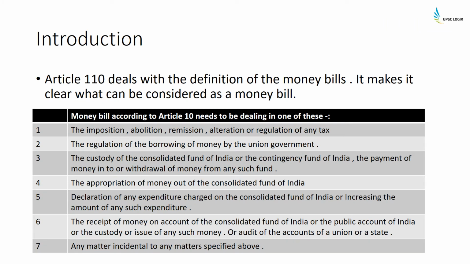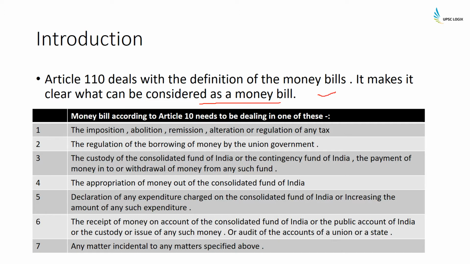Before we look at the passage of money bills, it is important to understand the difference between money bills and financial bills. All money bills are financial bills, but not all financial bills can be money bills. So there is a difference, and Article 110 deals with this difference. It gives us a definition of what a money bill is. It makes it clear what can be considered a money bill and what else is just an ordinary financial bill.